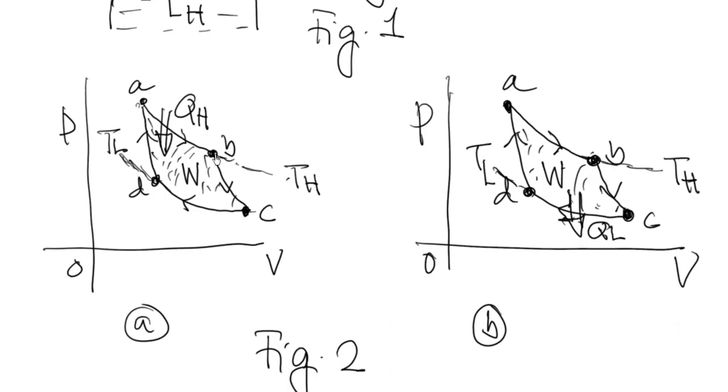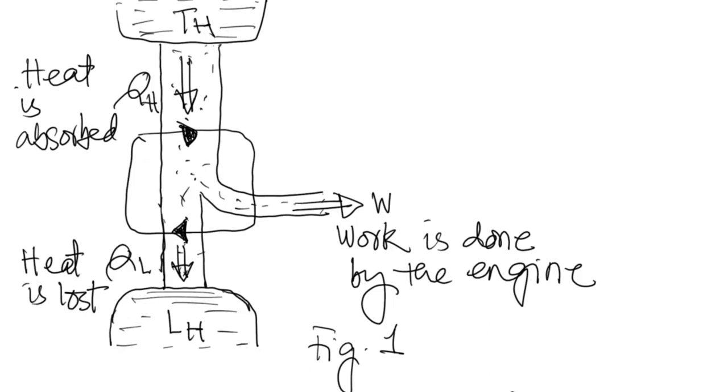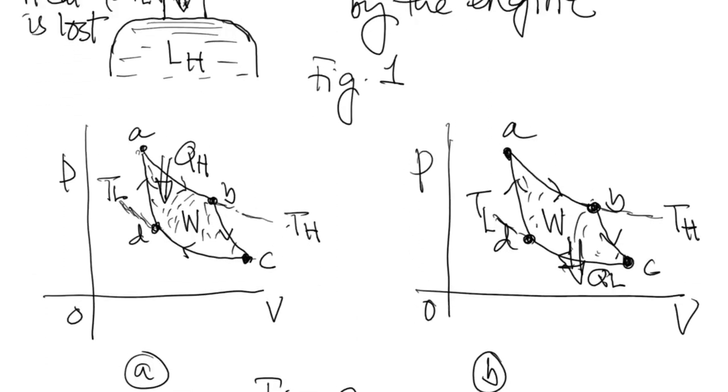Similarly, with the working substance in contact with the low temperature reservoir at temperature TL, heat QL is transferred from the working substance to the low temperature reservoir as the gas undergoes an isothermal compression from volume VC to volume VD. In the engine in figure 1, we assume that heat transfers to or from the working substance can take place only during the isothermal processes AB and CD.